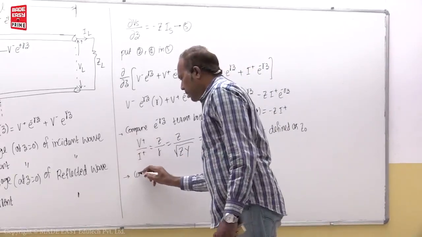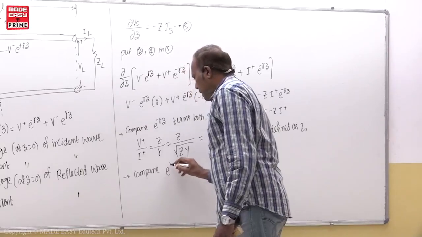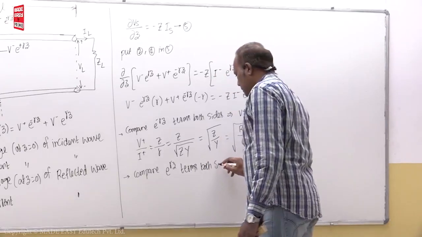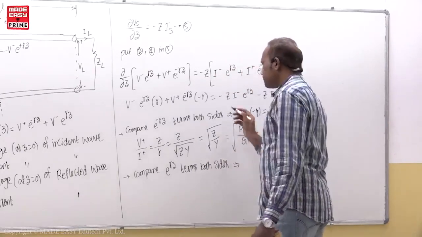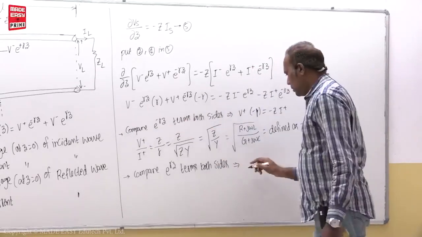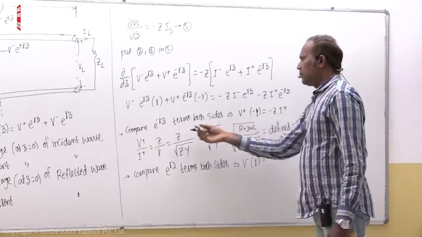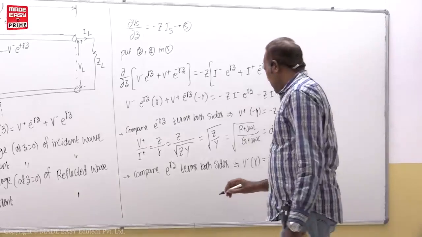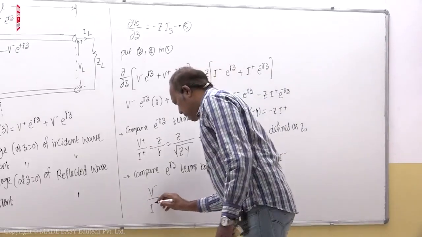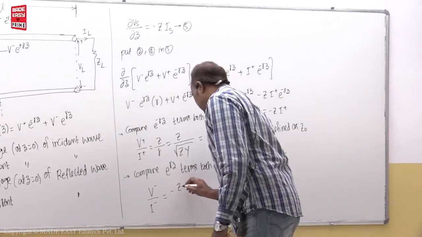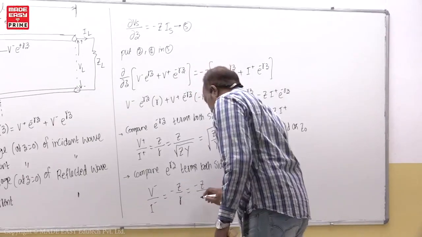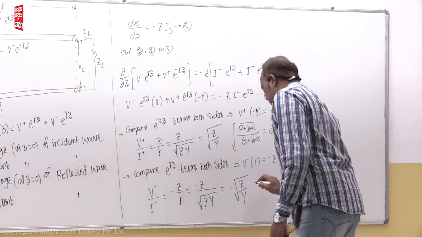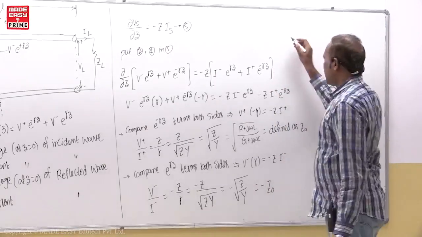Similarly, compare the e power gamma z terms on both sides. This one: V minus gamma is equal to minus z I minus. So V minus divided by I minus is equal to minus z divided by gamma, that is minus z divided by root zy. So root of z divided by y, and this is defined as minus Z naught.